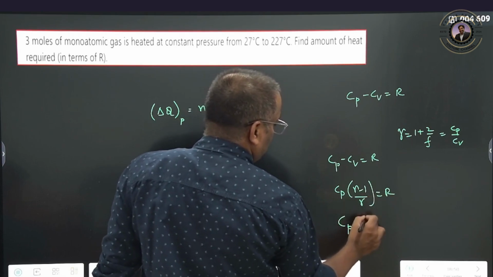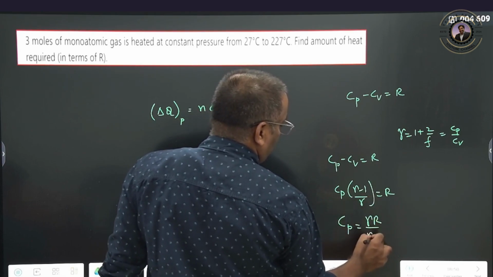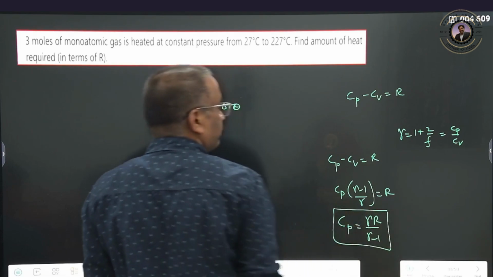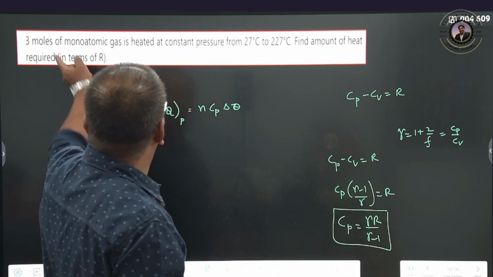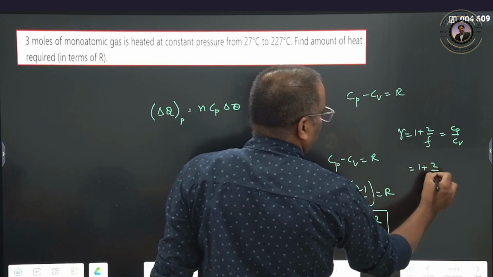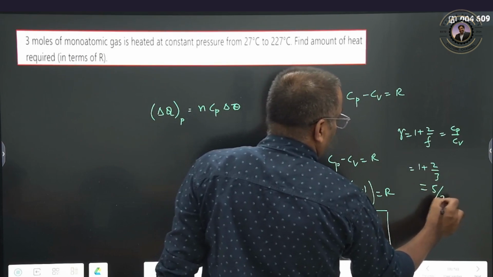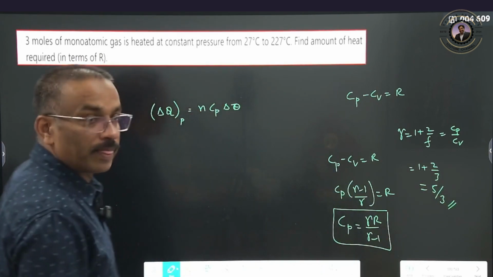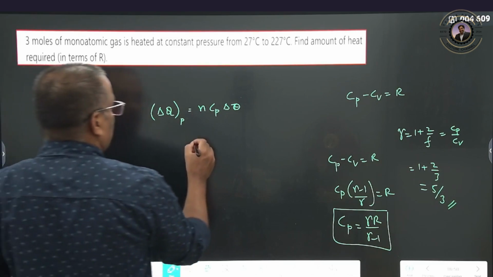So Cp is equal to gamma into R by gamma minus 1. This is your Cp. Clear? So monoatomic means degrees of freedom is 3. Therefore 1 plus 2 by 3, that means 5 by 3 will be your gamma. Clear? So you can rewrite it.